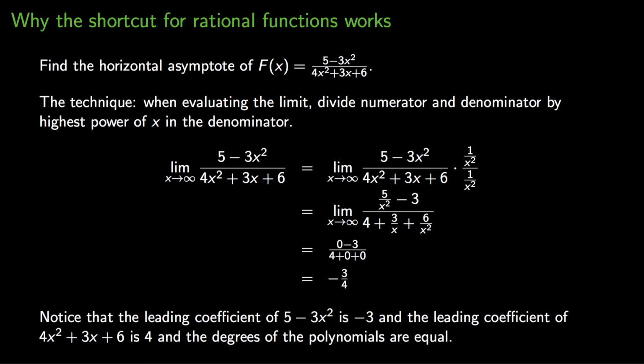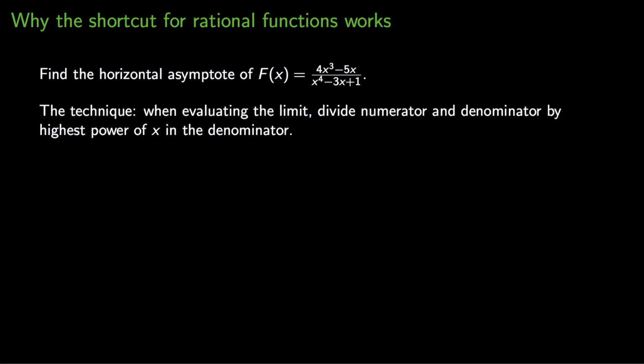You don't take the first coefficient, you have to take the coefficient for the highest degree x. The leading coefficient of 4x² plus 3x plus 6 is 4, and the degrees of the polynomials are equal. And so this result that we got from the limit is the same as the result that we're getting from the theorem. Here's my second example.